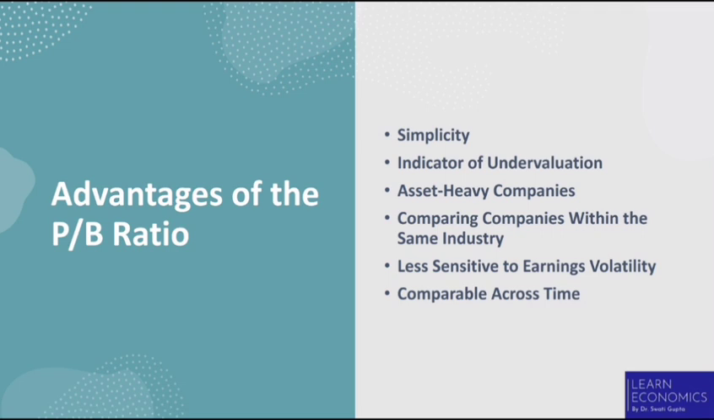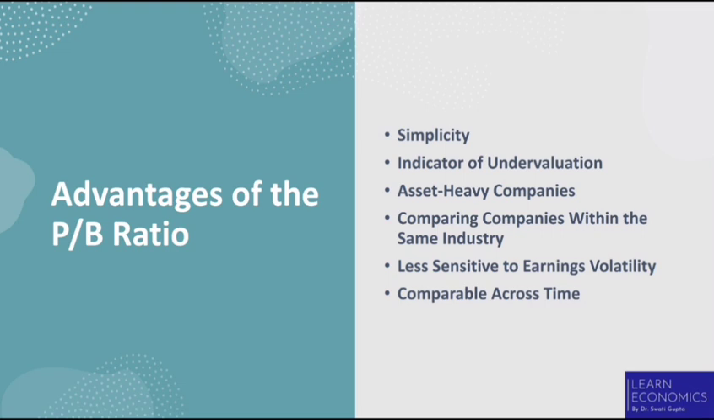Second, indicator of undervaluation. Value investors use the PB ratio to find potentially undervalued companies. A PB ratio below 1 may indicate that a stock is undervalued. It means it trades for less than the company's net worth. This could present an opportunity for investors to buy a stock cheaply.